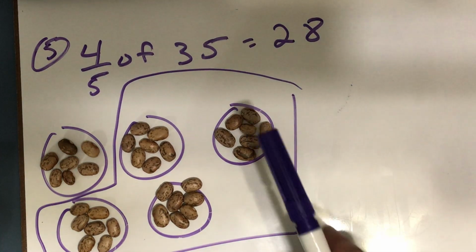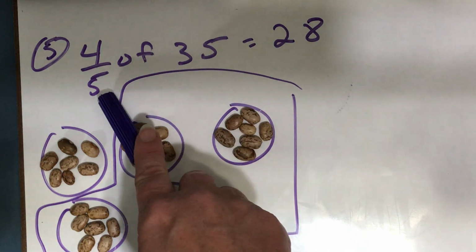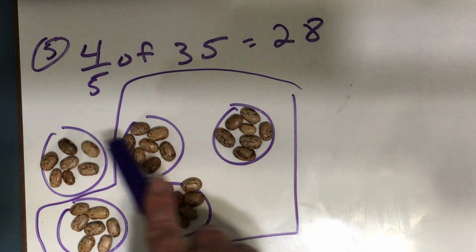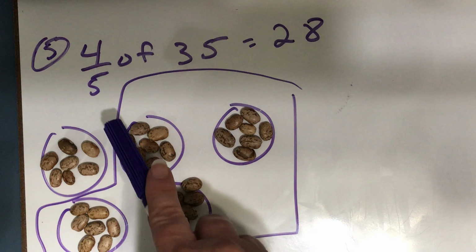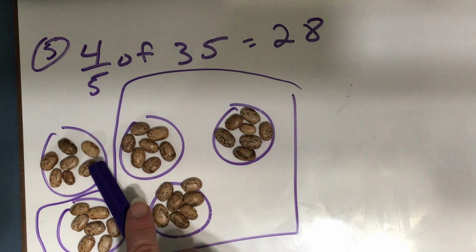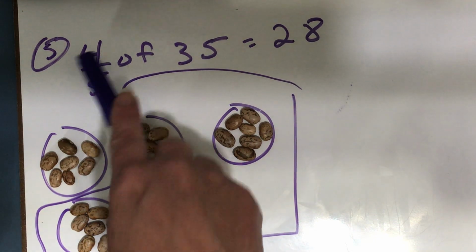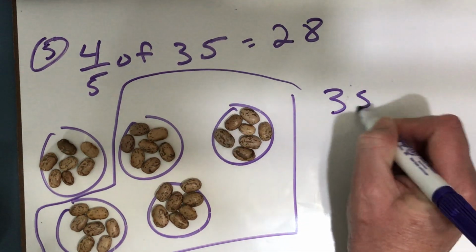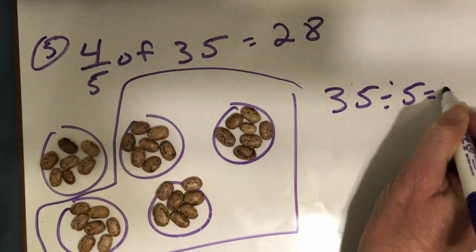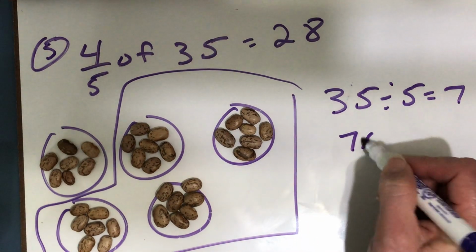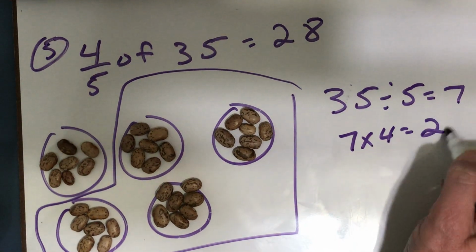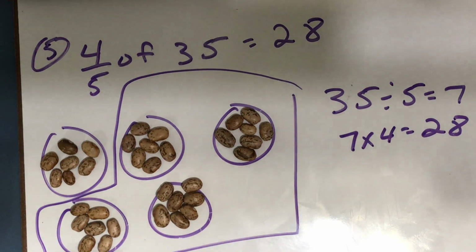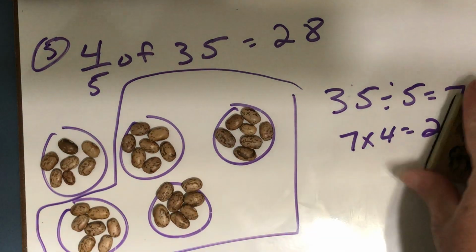Remember, what you need to do is take your whole number divided by your denominator, that tells you how many circles, and then you multiply however many beans you have in each circle times your numerator. So 35 divided by 5 equals 7. And then 7 times 4 equals 28. Okay, now I'm going to go on to the next section.